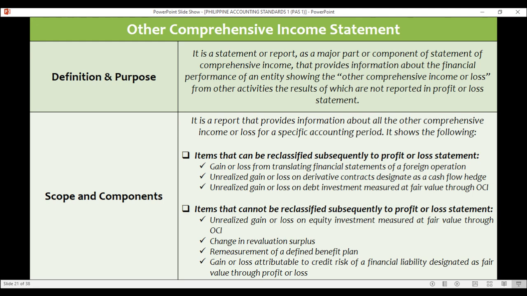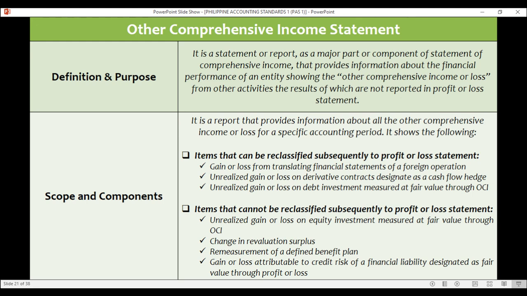Okay, so for items that are recyclable, we have gains or losses from translating financial statements of a foreign operation, unrealized gains or losses on derivative contracts designated as cash flow hedge, and unrealized gains or losses on debt investment measured at FVTOCI. Then for items that are not recyclable, we have unrealized gains or losses on equity investments measured at FVTOCI.